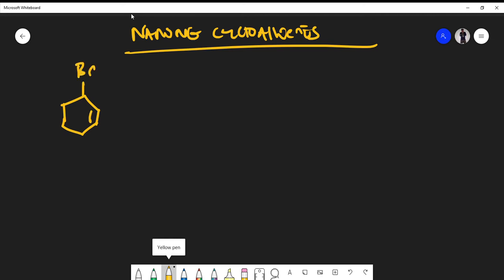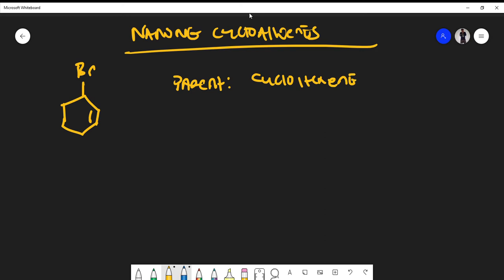So you're given this molecule on an exam. How would you name it? Well, the first thing we're going to do is name the parent, or the longest continuous carbon chain. So this is a cyclohexane ring. But because we have an alkene, this would be a cyclohexene as the parent because it has a double bond. So it is a cyclohexene.